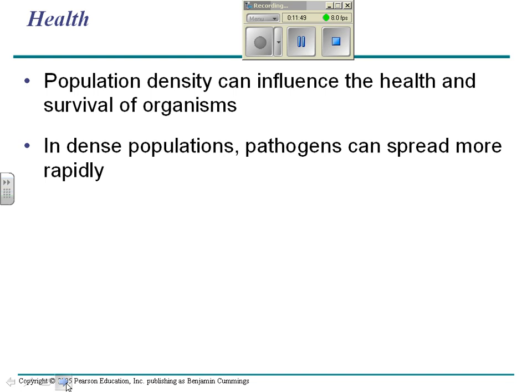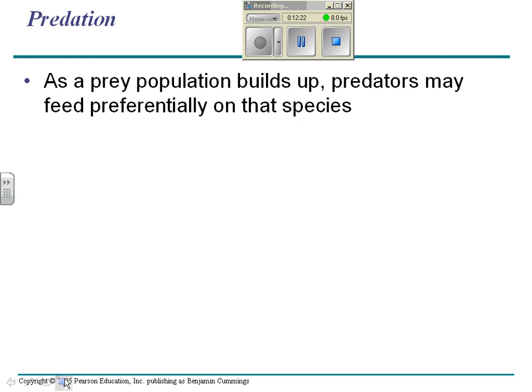Health. What this means is basically disease, both parasites, parasitic disease, and viral and bacterial disease. The greater the population density, look what happens in school, right? You can be healthy all summer, get to school, and get sick, right? That drives down the health. If you drive down the health, you have less reproduction. I'm not saying we'll have less reproduction in school or more reproduction in school. What I'm saying is that as the population gets dense, it's easier to spread pathogens.